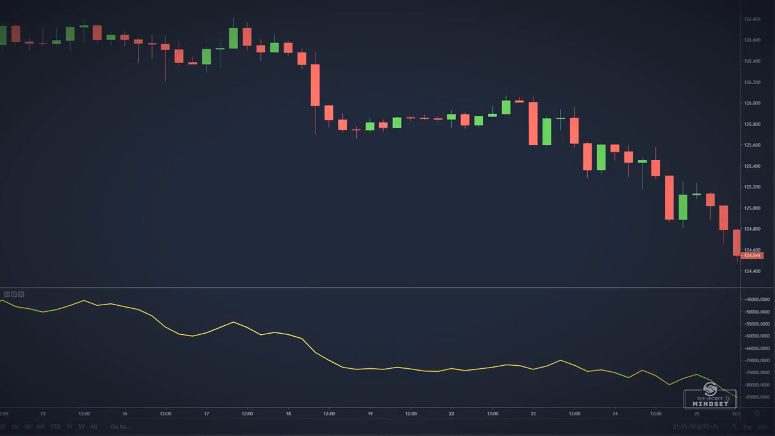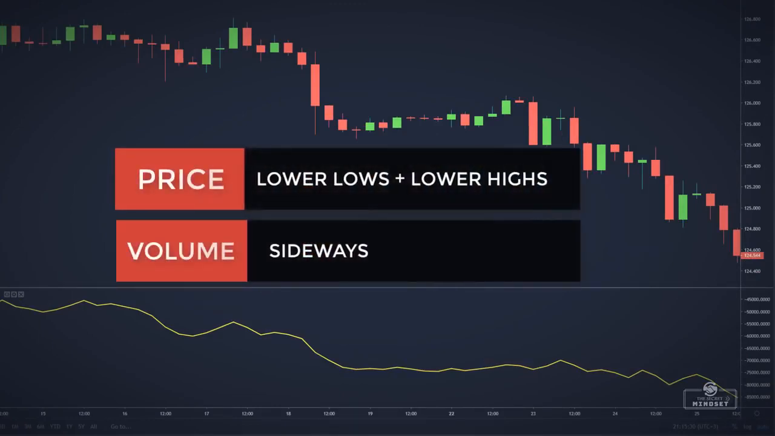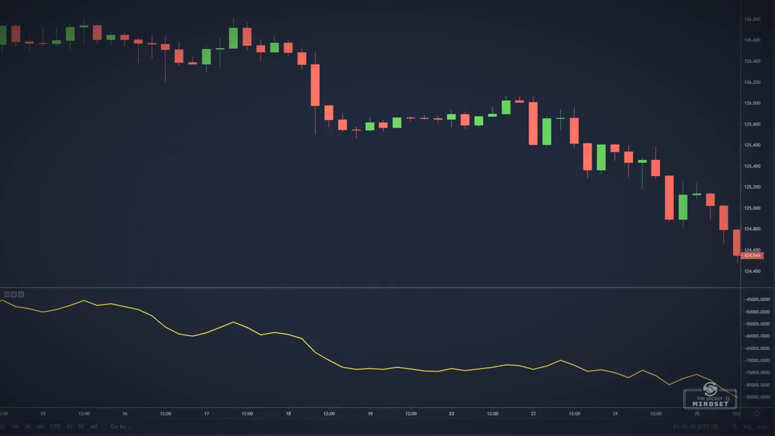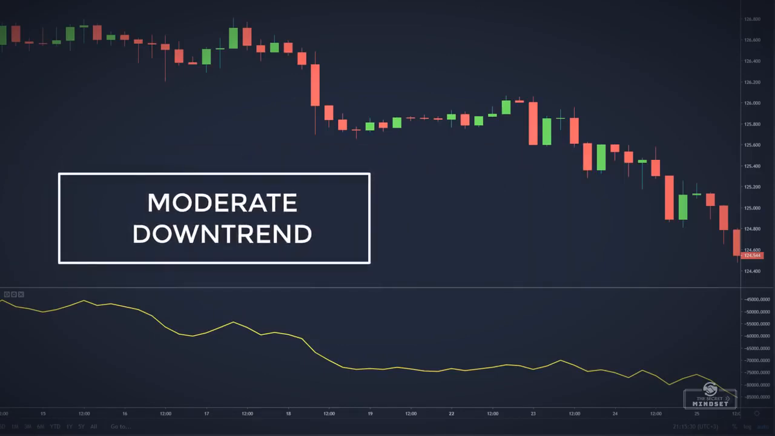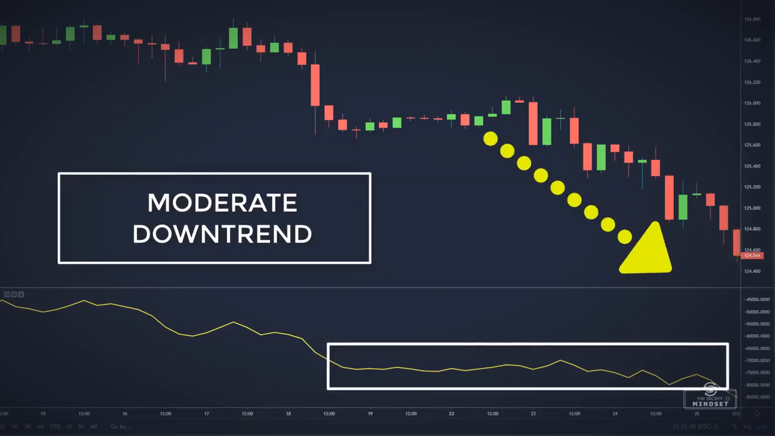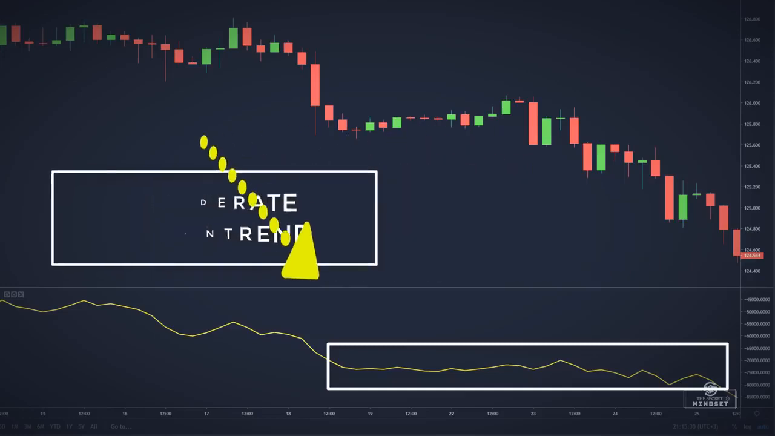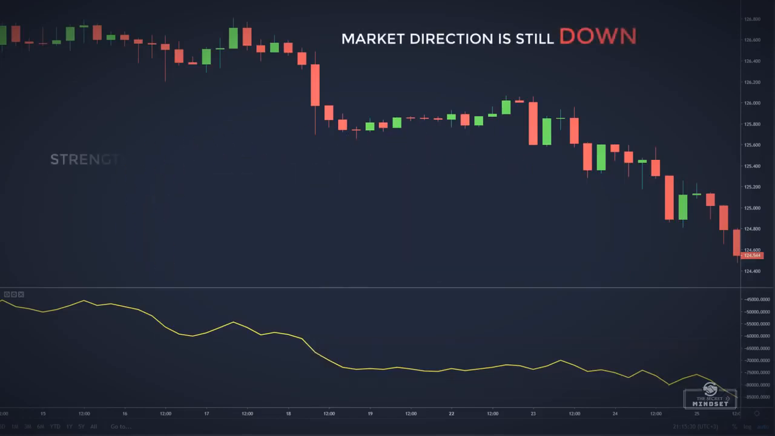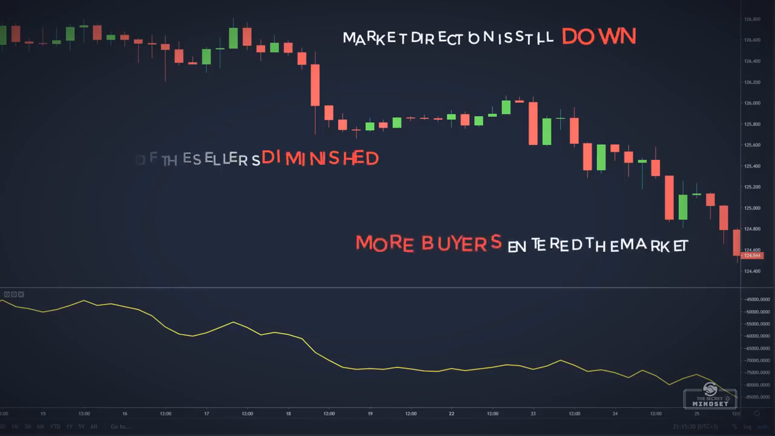The second pattern involves the price making lower lows and lower highs, but the OBV direction is sideways. This suggests a moderate downtrend. Like in the case of an uptrend, this isn't necessarily the end of the downtrend. It means that the market direction is still down, but the strength of the sellers decreased and more buyers are entering the market.